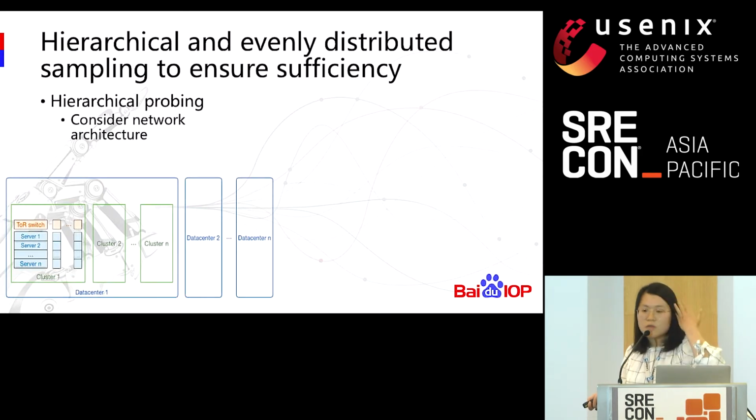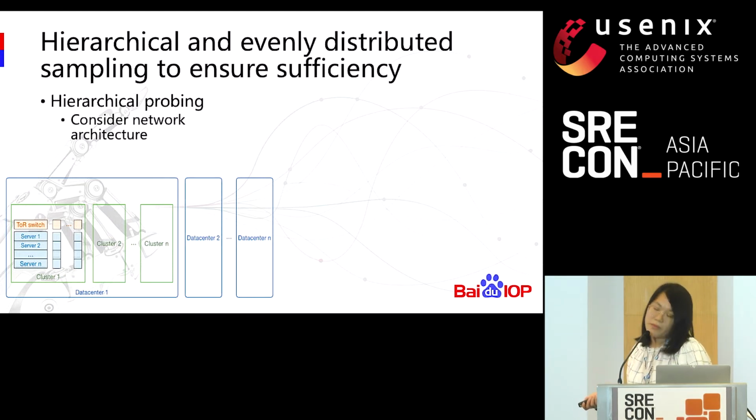So, how do we sample sufficient samples for each path with the minimum cost? NetRadar takes the network architecture into consideration. The architecture is hierarchical, so we designed a hierarchical probing method. There are 3 levels.